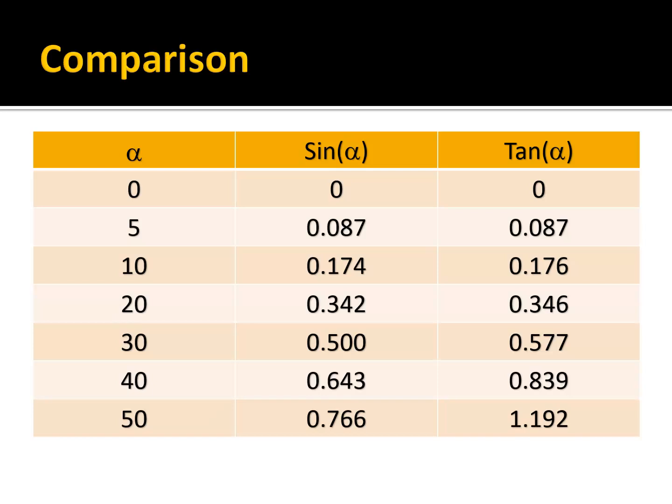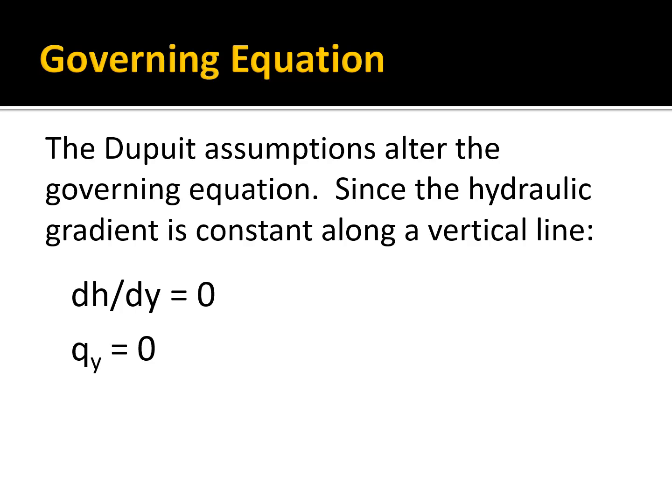So it's possible, but this is not a bad assumption. Okay? All right, so these Dupuit assumptions, we're going to go back to the governing equation and apply the Dupuit assumptions to come up with a new form of the governing equations. Since the hydraulic gradient is constant along a vertical line, another way to express this is dH/dy equals 0, so the head does not change along a vertical line.